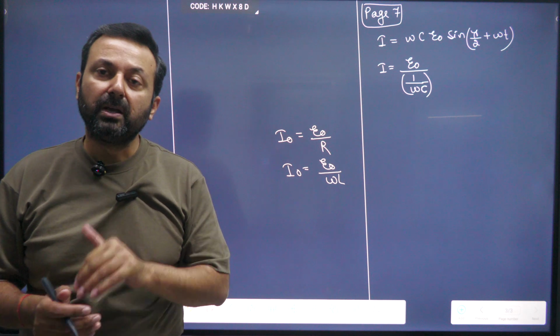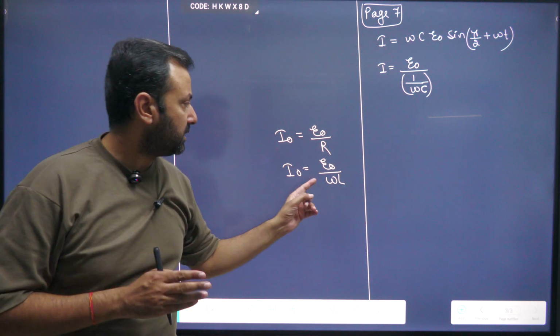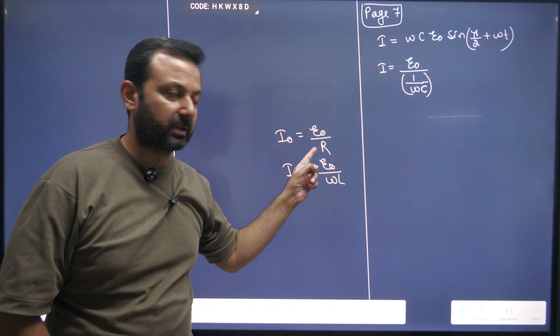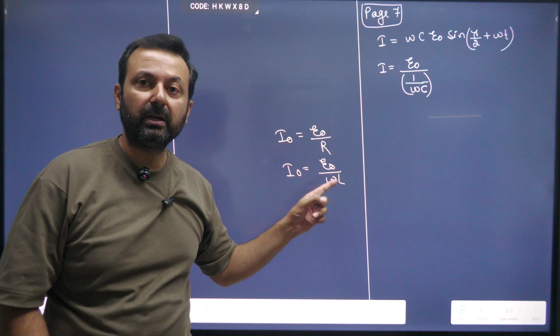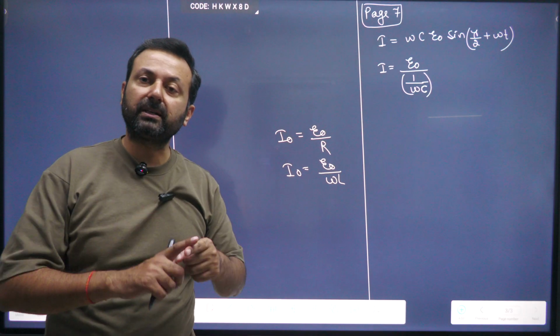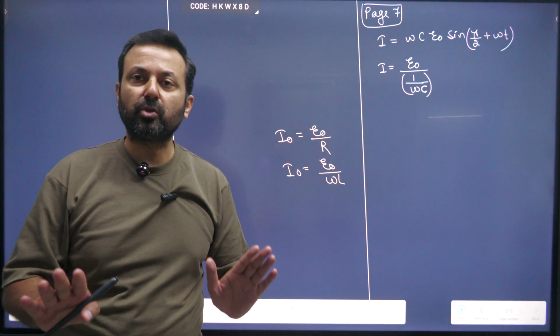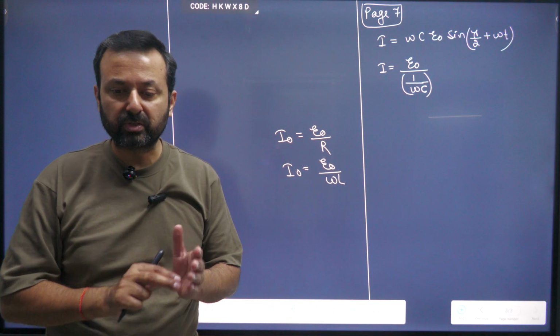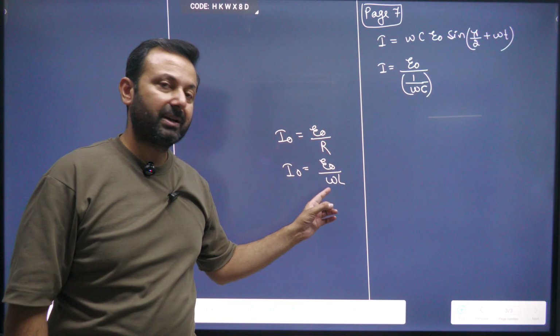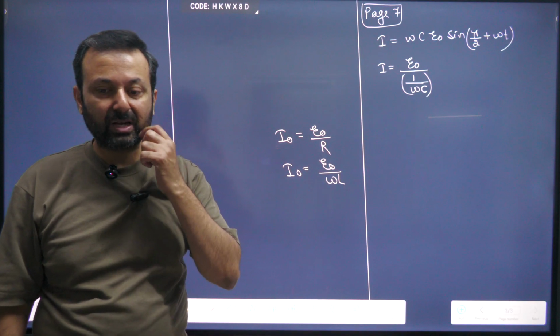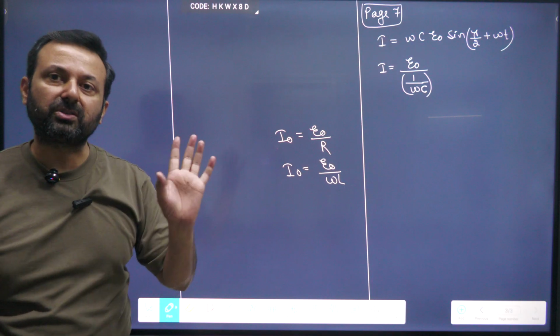Yes, sir. Okay. And this one is called resistance. This omega L is called inductive reactance. Reactance is also a new term given to resistance. Its unit is also ohms, just like resistance. So omega L is called inductive reactance. So reactance is also used for resistance only.